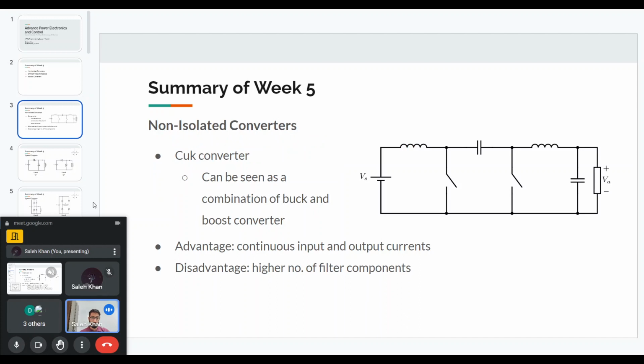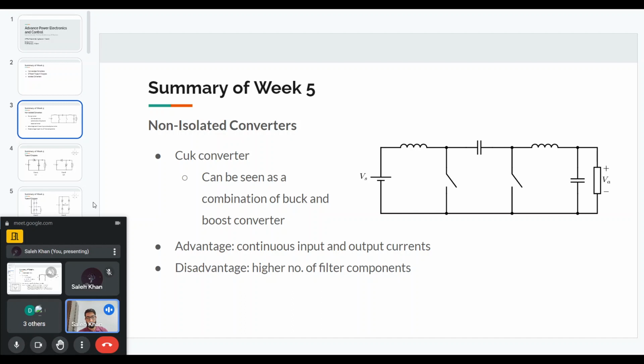The non-isolated converters have been taught in the previous week, including buck converter, boost converter, and buck boost converters. You may think that with these three converters, we are able to do three basic operations, which is step up the voltage, step down the voltage, and with buck boost converter, we can step up and down the voltage both. So one may ask why do we need any other converter? Even the buck boost converter itself is sufficient to do whatever we want.